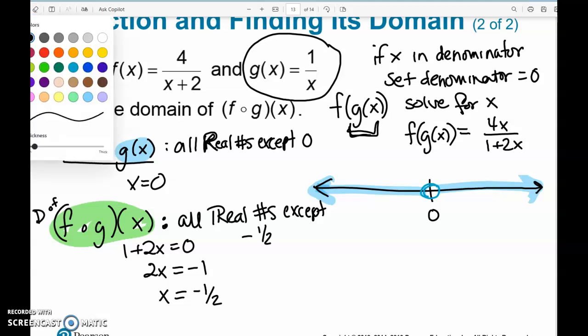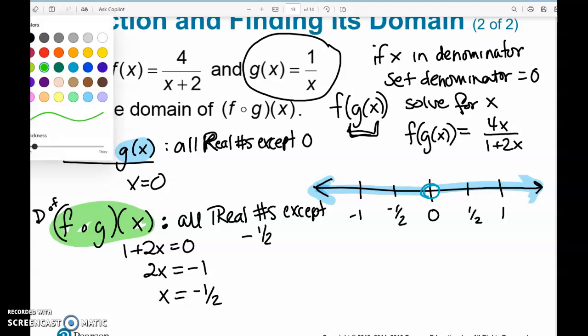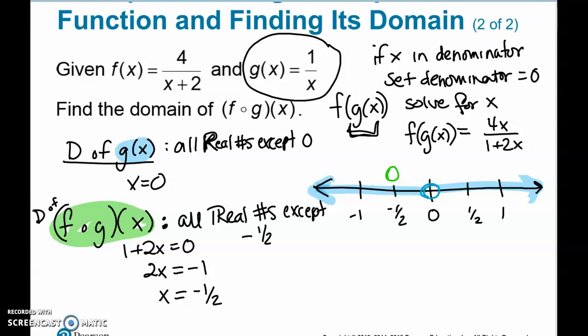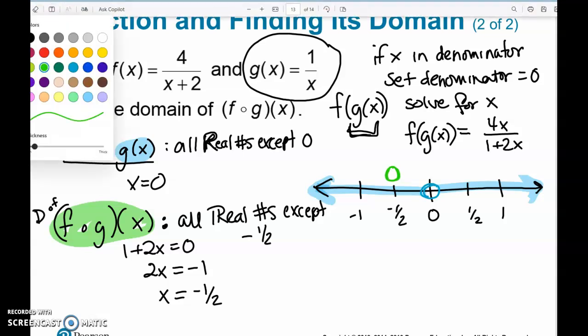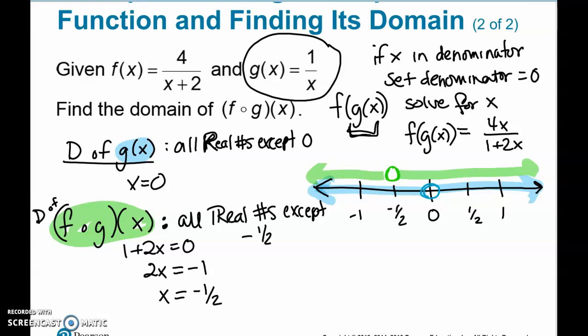So now, if I was to write that on my number line, here's 1, here's -1, here's +1, -1/2 would be here. So just to give myself a number line here, I'm going to say it would be everything but -1/2. So it's going to go this way and this way.